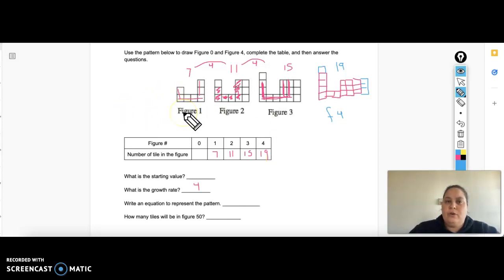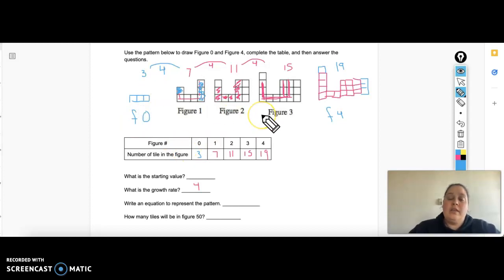Now we need to work on figure 0. So we're going to work backwards. So again, we're adding 4 each time. So if I'm working backwards, 7 minus 4 means I should have 3 over here. So I know that I'm going to have 3. So let's figure out, again, remember every time they add 1 over here, and then they add a column over here. Okay, well, if I take that 1 and that 3 away, I only have the 3 on the bottom. So then this is what figure 0 is going to look like.